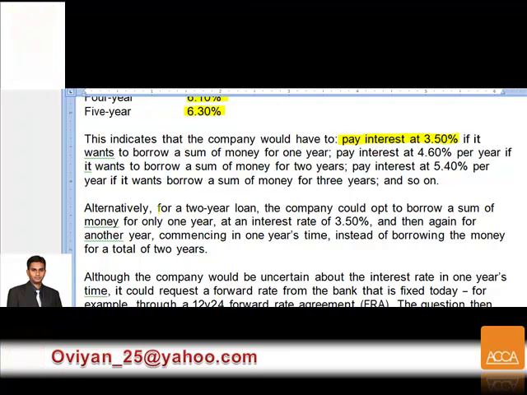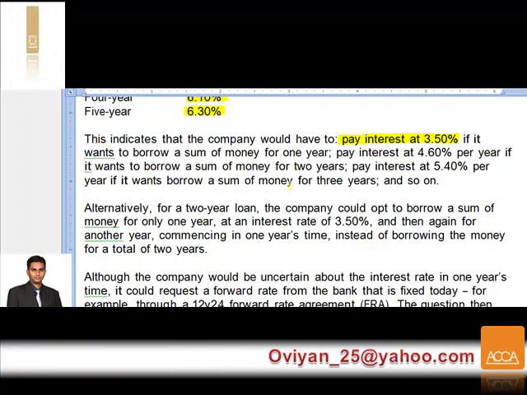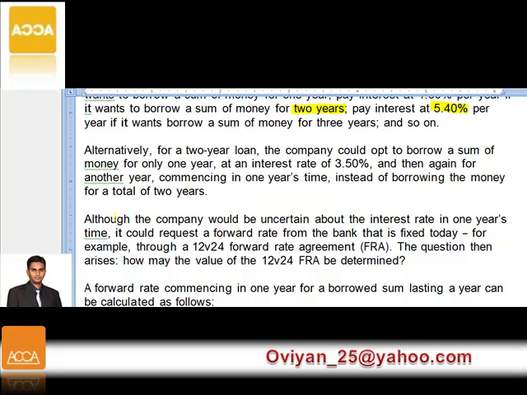Now, what it says here is that if you're going to pay interest for 1 year, you got to pay 3.5%. Okay? If you want to borrow for 2 years, it's 4.6% per year if you want to borrow the sum for 2 years. If you want to borrow for 3 years, you got to pay 5.4%.